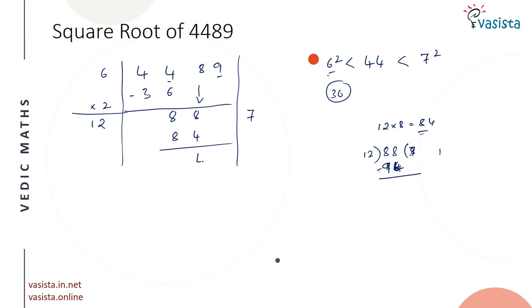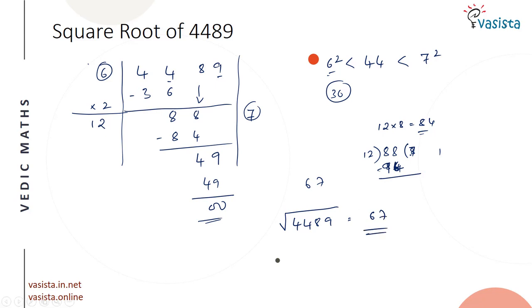So bring down 4. Right here, subtract 4. You are going to get 4. 9 you bring down. 7 square is 49, right? The answer is here, 67, 7 as well as 6. The square root of 4489 is equal to 67. Let me go with one more example.